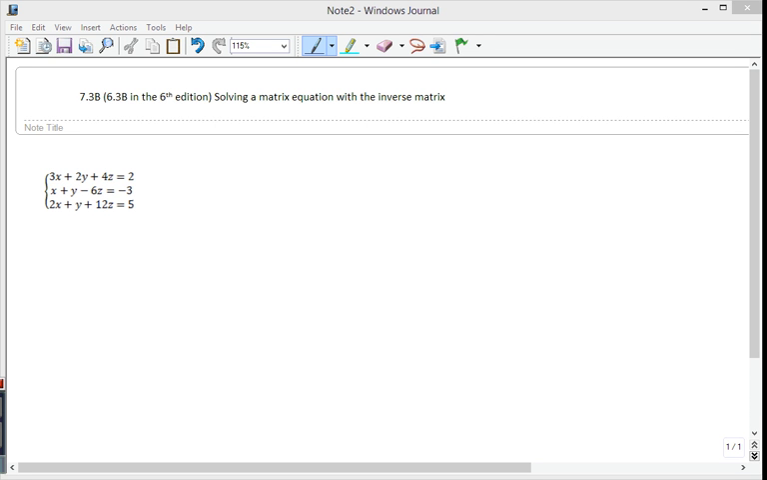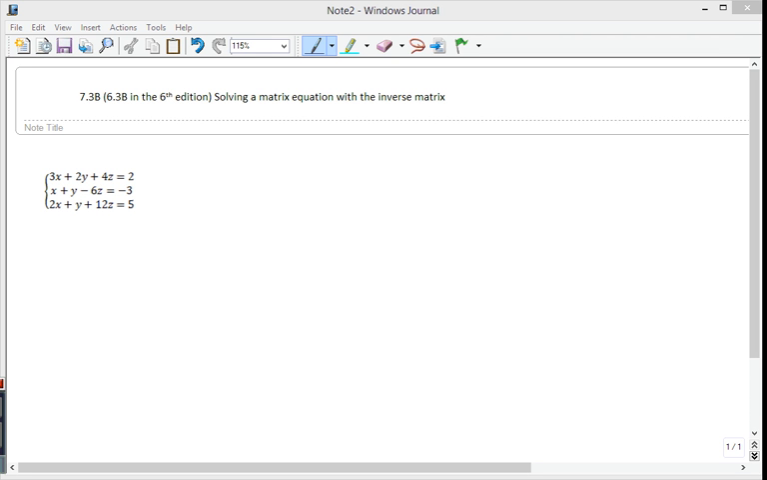This is the second video for 7.3, 6.3 in the 6th edition. In this video, I'm going to show you how we can solve a system of equations by using a matrix equation and then using the inverse matrix. Okay? So here's a system of equations, 3 variables, 3 equations.